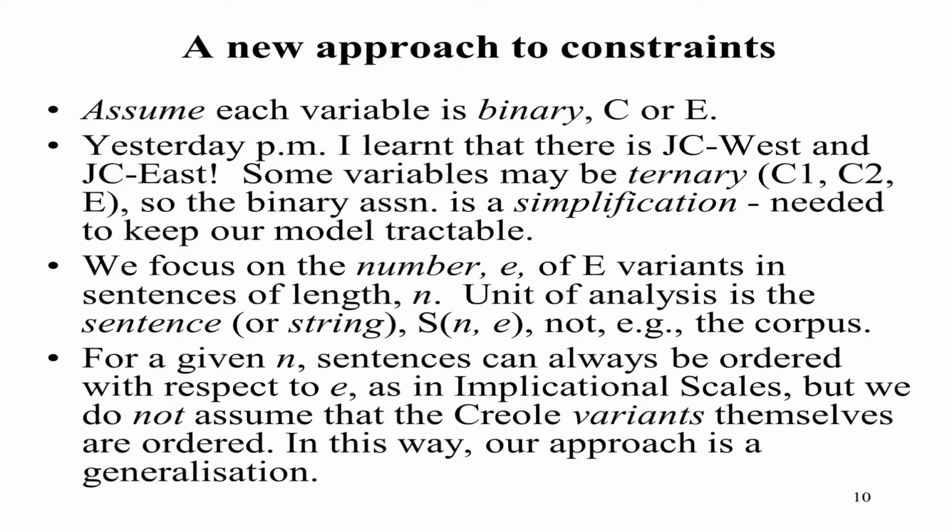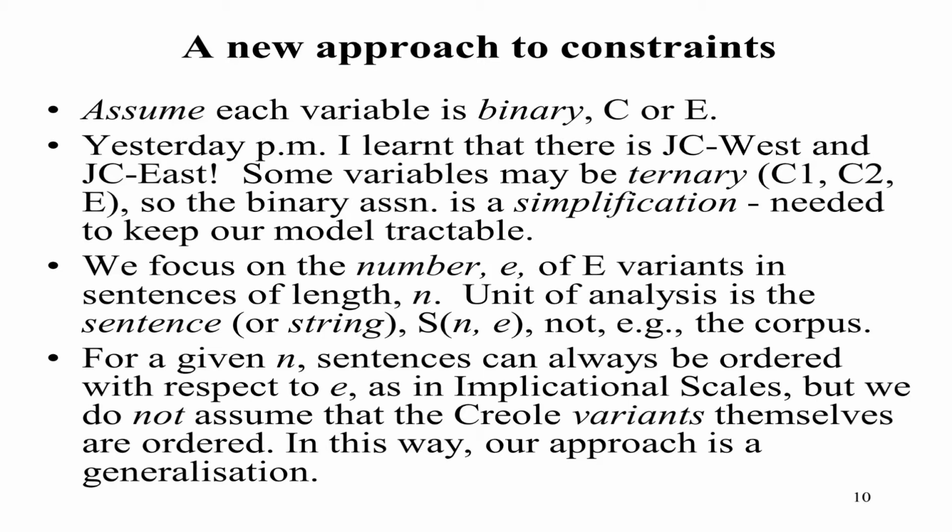It might be that variables are ternary, and you can have a C1, a C2, and so on. The focus is going to be on the number. Give me a sentence of length n, count the number of English variants, and that's all I want to know. Length of the sentence and the number of English variants. And the focus is on the sentence, not a corpus, even though that's what I eventually would like to go to. And I'm not going to assume that Creole variants are ordered, and in that sense, this is going to be a general approach.